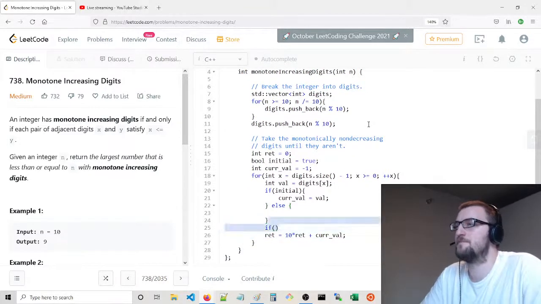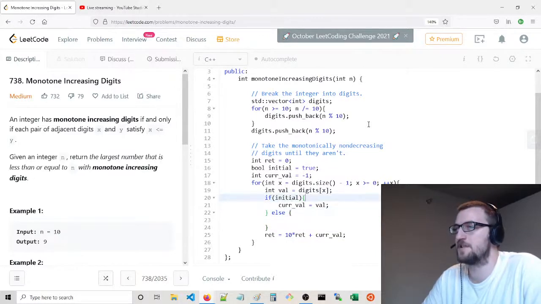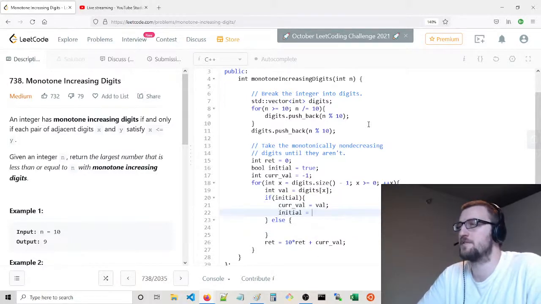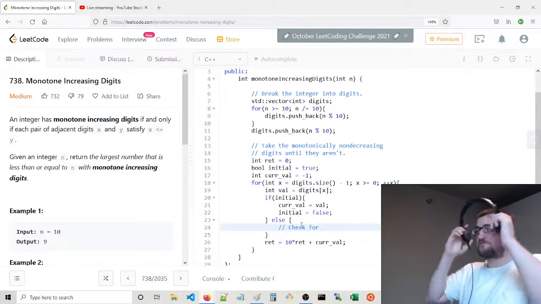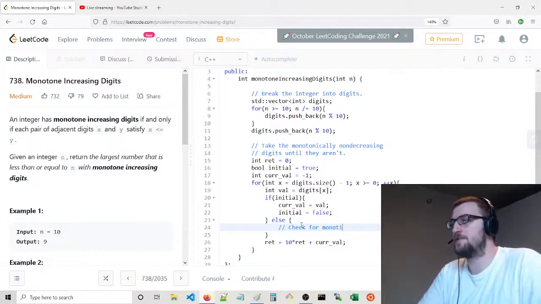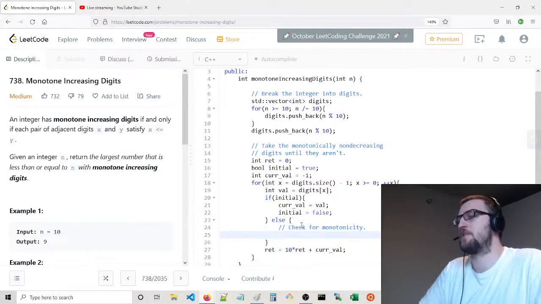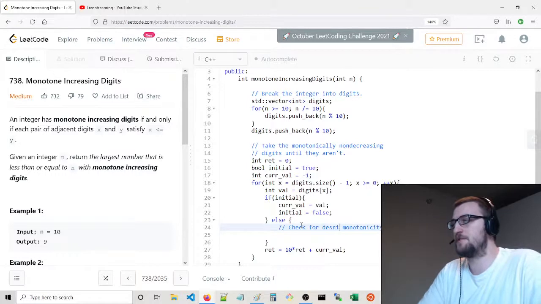All right. Doing a few things at once here, so this can get a little bit confusing. So if it's initial, we update. Otherwise, we set initial to false. So we're going to kind of guard our value. Otherwise, we set the current value. So we say check for, excuse me, monotonicity, desired monotonicity.